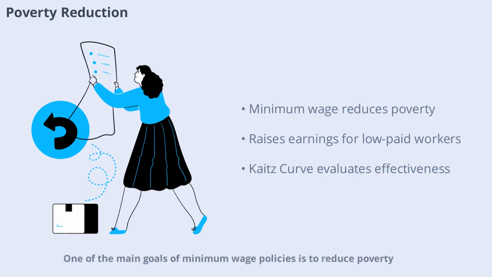One of the main goals of minimum wage policies is to reduce poverty. By raising the earnings of the lowest paid workers, these policies can help lift families out of poverty and improve overall well-being. The Kaitz curve provides a framework for evaluating the effectiveness of wage policies in achieving this important objective.